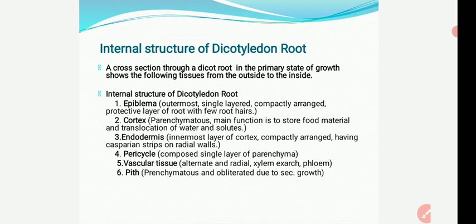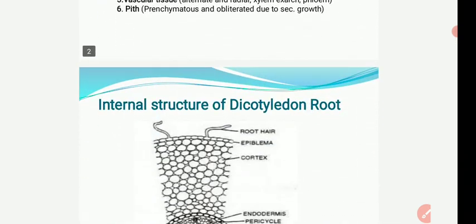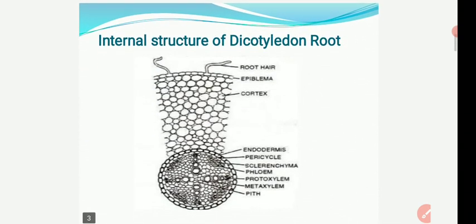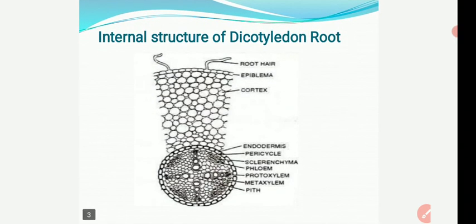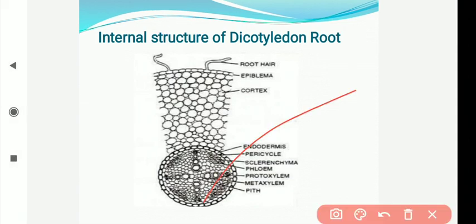And sixth, pith. So all these internal tissues are shown in this diagrammatic representation, and let's discuss each of the tissues in detail, starting with the first, that is epiblema. This is the epiblema.